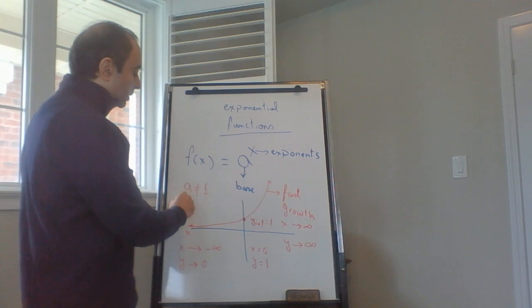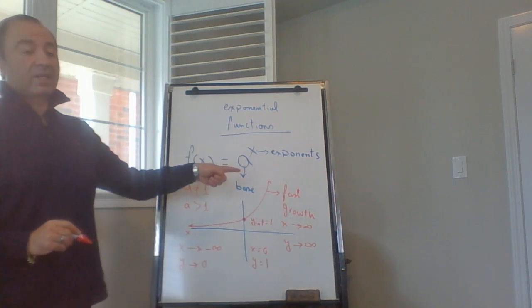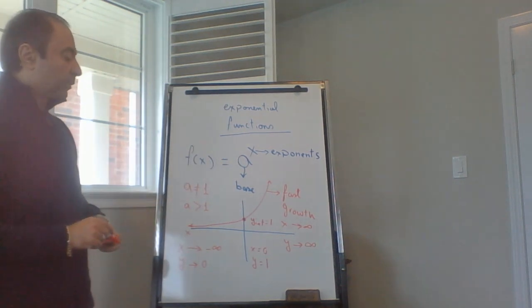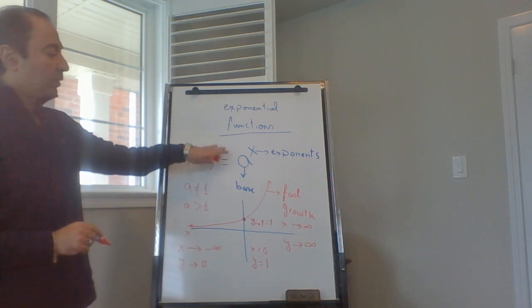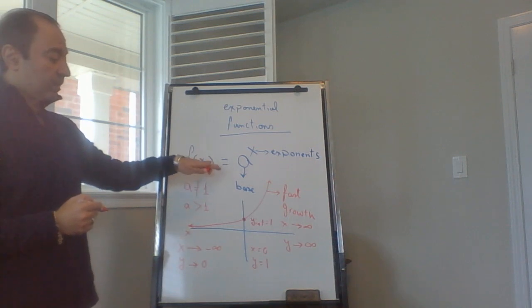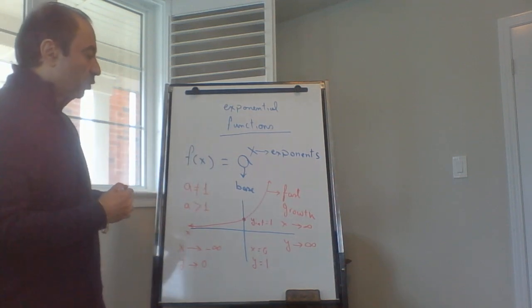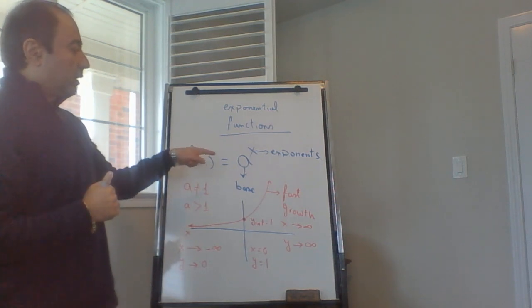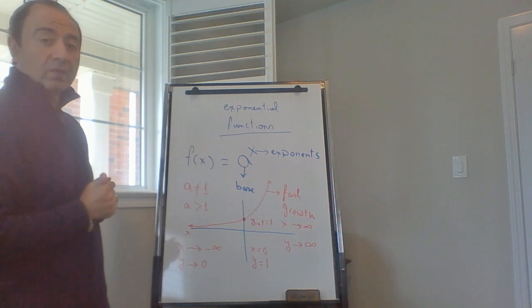So a is greater than 1. If it's a fraction, the curve will flip, but for now we need to study this and remember this as it is. We are going to discuss more as we go. So this is the exponential function.